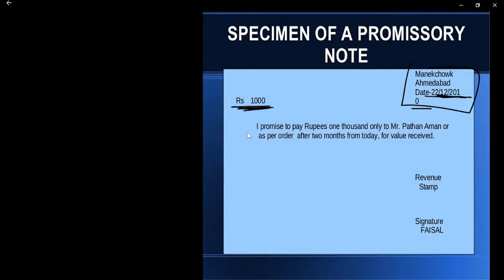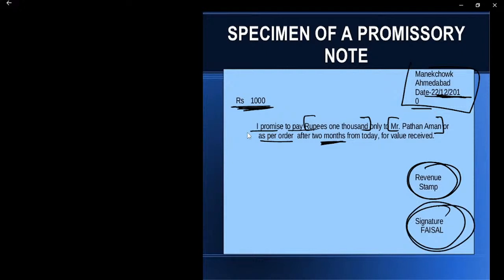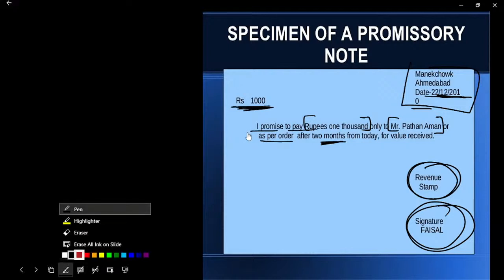Then you can see, I promise to pay ₹1000. Writing the amount is very necessary. You must mention the amount. Then you must write down the name of the payee. I promise to pay ₹1000 to Mr. Pathan Aman, or as per order, after 2 months. When you will pay the money, that also must be written. Then you will stamp it and you will sign it. So this is how a promissory note actually looks like.